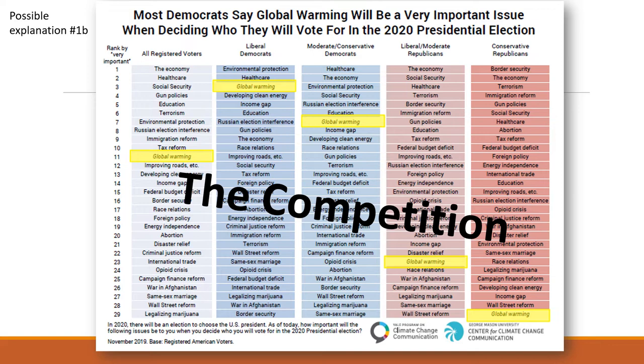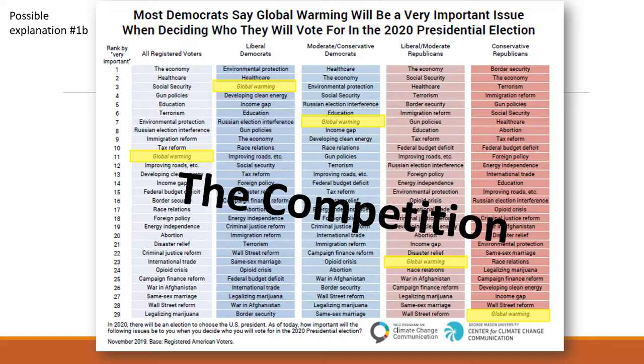And look at where global warming falls in terms of the importance it has to people, in people's political decisions, interests and concerns. For the liberals, the alarmed and concerned ones, environmental protection, healthcare, global warming, clean energy, it's right up there. They're just waiting for you to talk about it. When you get further down into the middle of the spectrum, global warming is number 7, and then it's number 23. And for the conservatives, it's the bottom of the barrel.